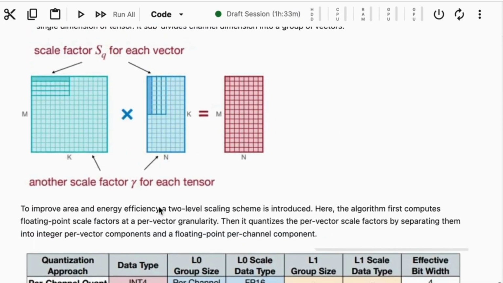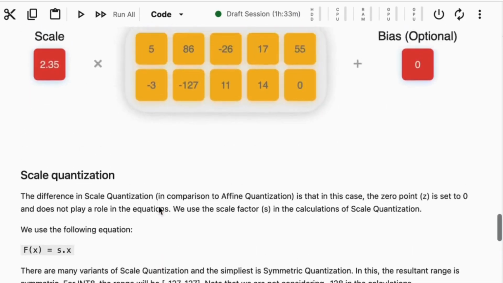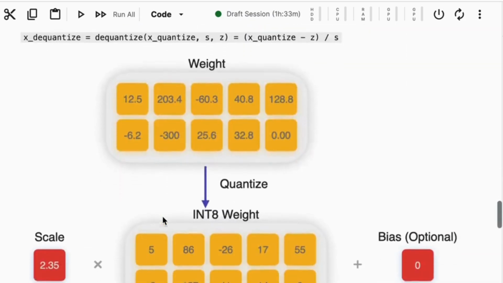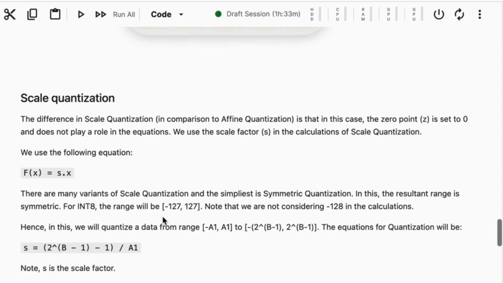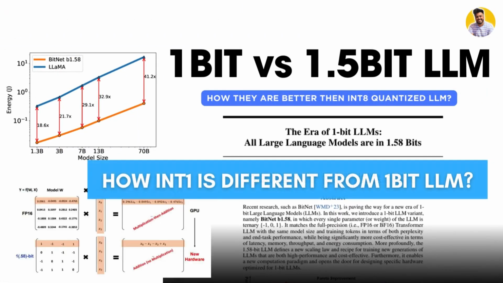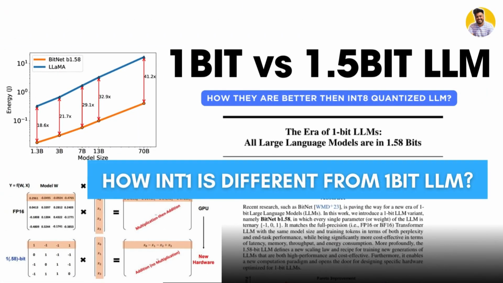Okay, so I hope you completely understand the basic operations of quantization and how quantization granularity can help in improving the model's accuracy and performance. In our next video I will tell you about the difference between the 1-bit large language model and the 1.5-bit large language model, and how those are completely different from the int1 and int4 quantization formats as well.